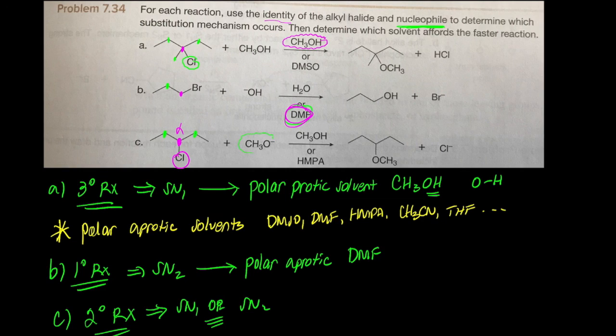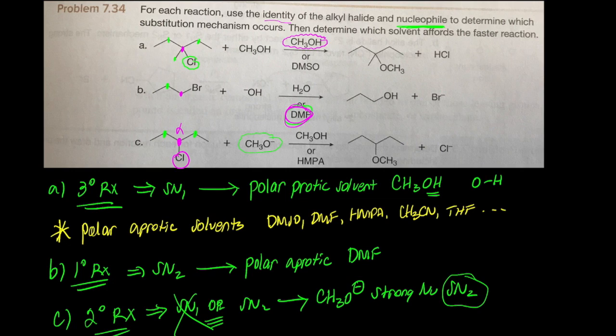Okay? When we look at the nucleophile, we see that we have a strong nucleophile. We can say that because it has a negative charge. Okay? So CH3O minus is called methoxide. That's a strong nucleophile. And strong nucleophiles favor SN2. And so we're going to cross out SN1 here as a choice and say, okay, we know this is going to be SN2. Now we go back to our idea that SN2 reactions are favored or promoted by polar aprotic solvents. Okay, polar aprotic.